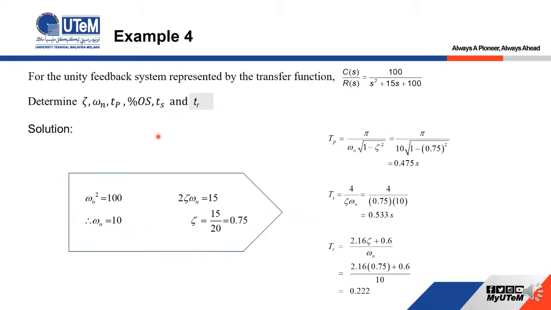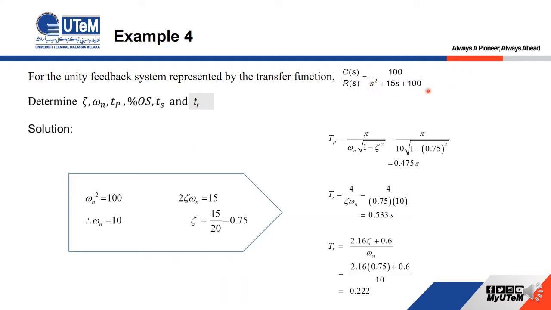For example, for the unity feedback system represented by the transfer function C(s)/R(s) equal to 100 divided by s square plus 15s plus 100, determine the damping ratio zeta, natural frequency omega n, peak time Tp, percentage of overshoot, settling time Ts, and rise time. For the solution, first we have to identify the value of omega n and zeta from this equation.